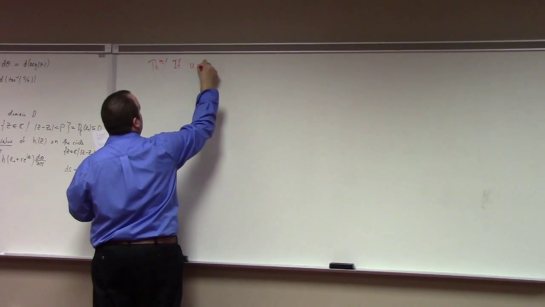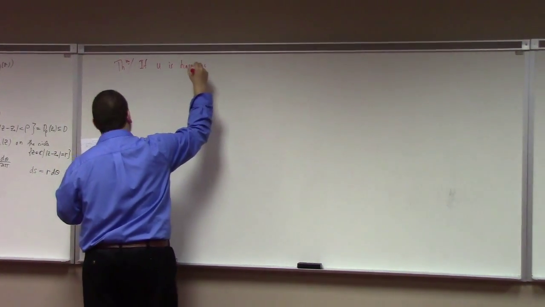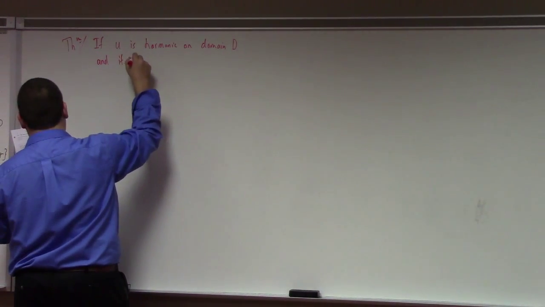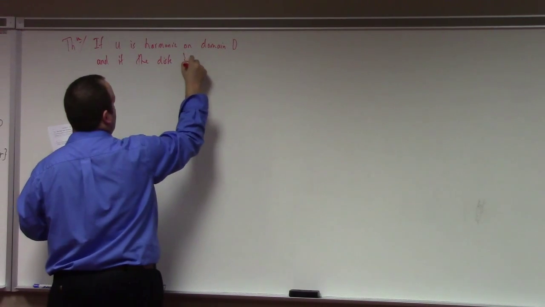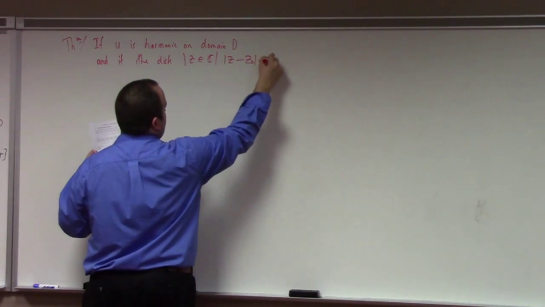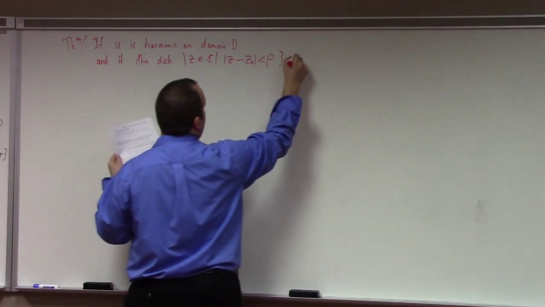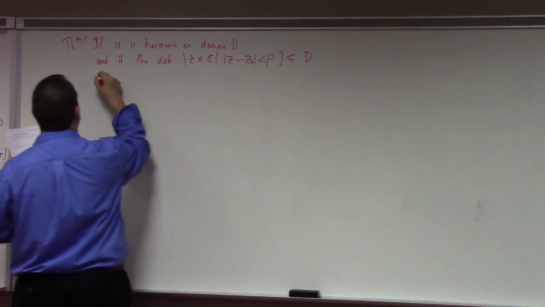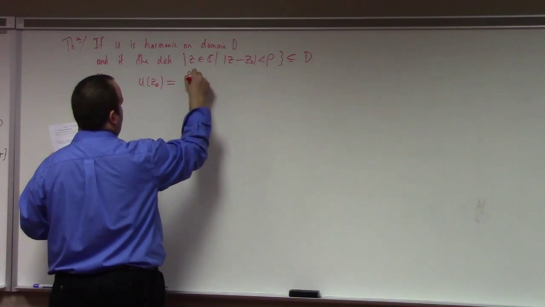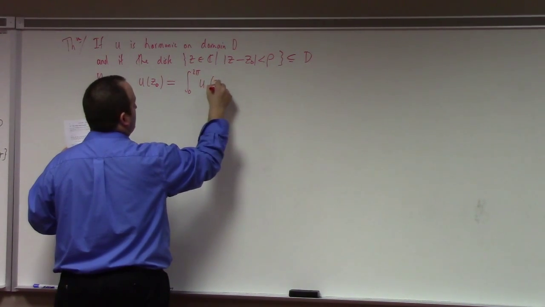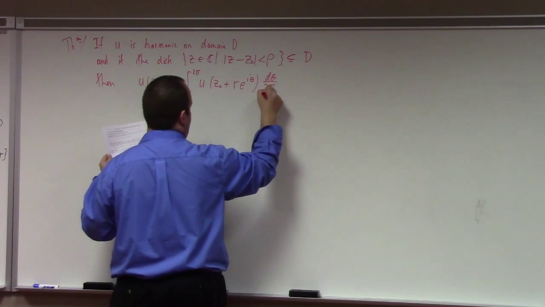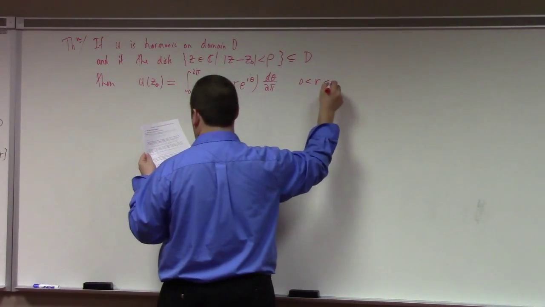If u is harmonic on a domain D, and if the disk modulus of z minus z naught less than rho is contained in D, then u of z naught is equal to the integral from 0 to 2 pi of u of z naught plus r e to the i theta, d theta over 2 pi, for 0 less than r less than rho.